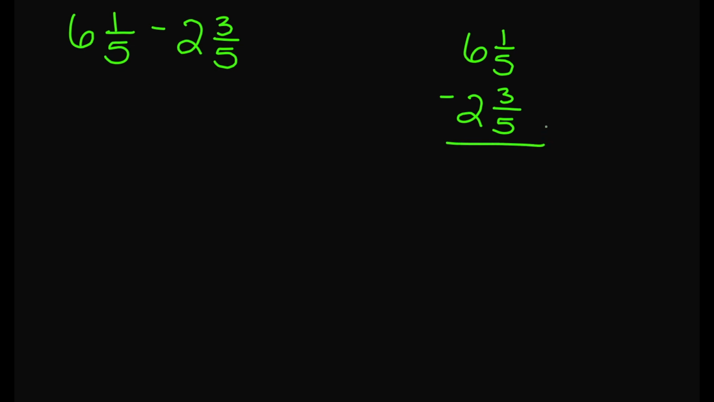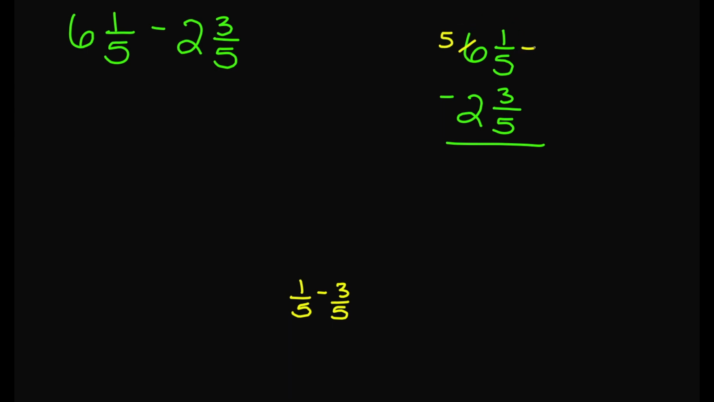Let's look at this example here. So notice when we look at our fractions, we have 1 over 5 minus 3 over 5. By looking at this here, my denominators are the same, so that's good. But I am not able to take 3/5 from 1/5. So I do need to borrow from my whole number and rewrite my fraction. So this 6 here is going to become a 5. And I'm going to bring this one over here.